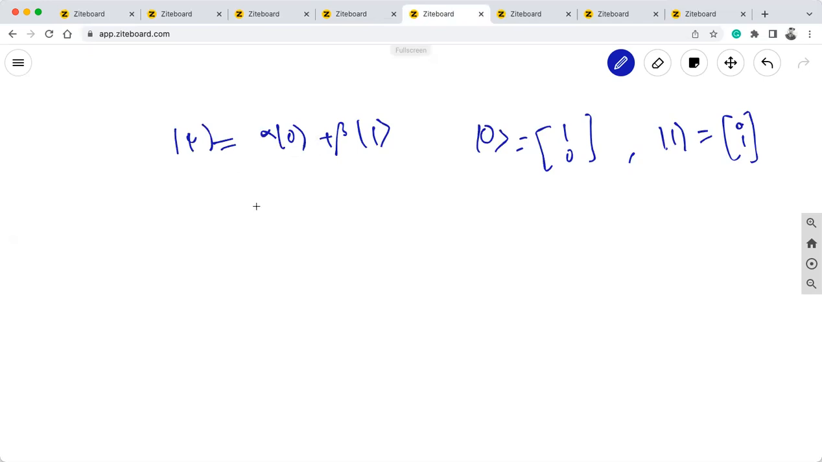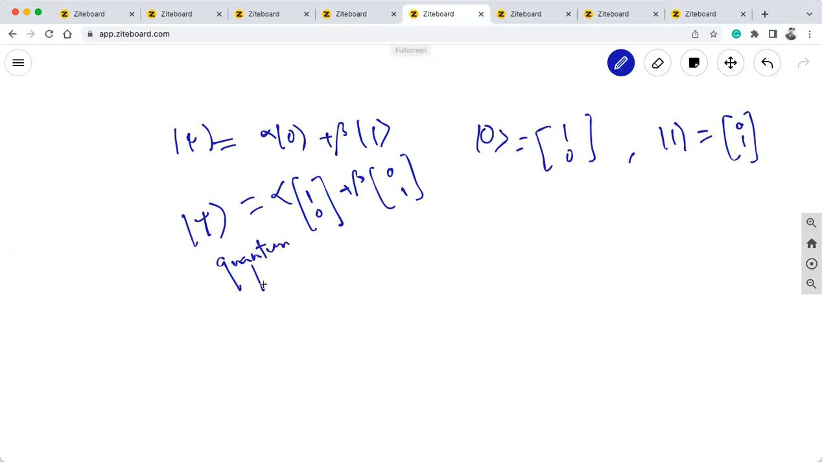You can represent it as alpha times 1 0 plus beta times 0 1. So obviously by 1 0 and 0 1 you are creating the superposition, and you are representing your quantum state, which is known as quantum bits or qubits.